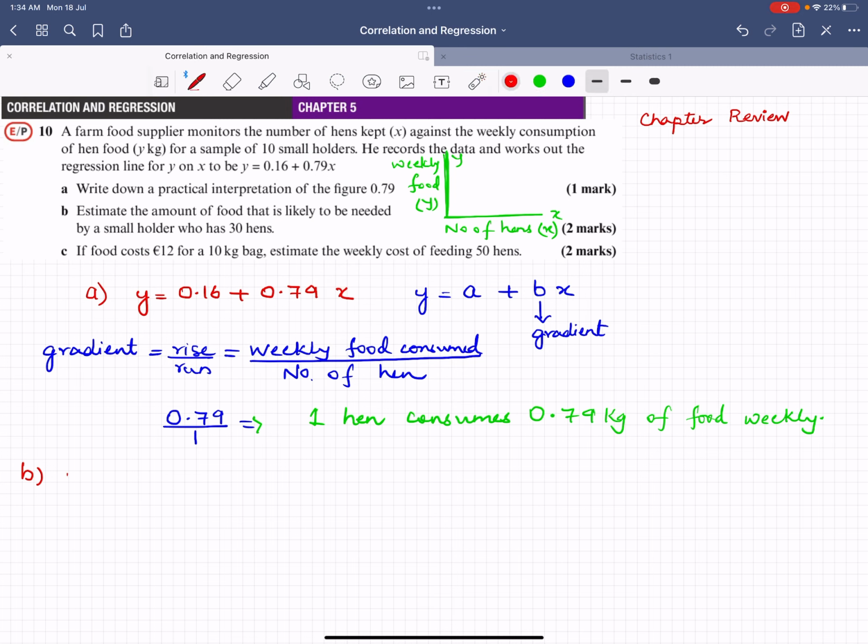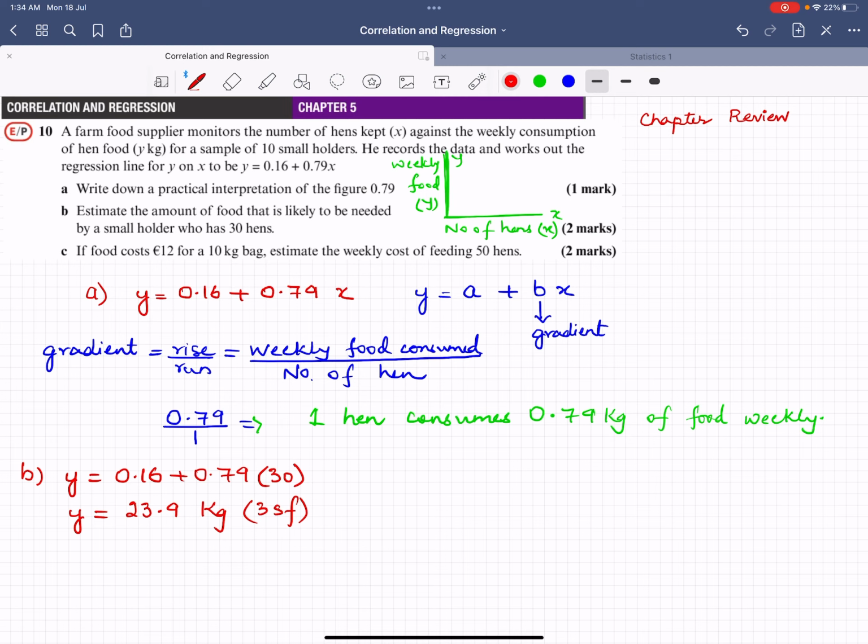So we write the equation of the regression line. Y is equal to 0.16 plus 0.79, and in place of X we substitute 30 as the number of hens is 30. When we work it out, we get the value of Y as 23.9 kg, correct to 3 significant figures. So that answers part B of the question.